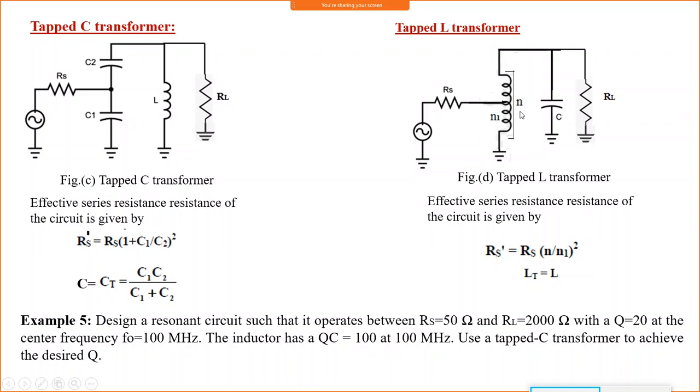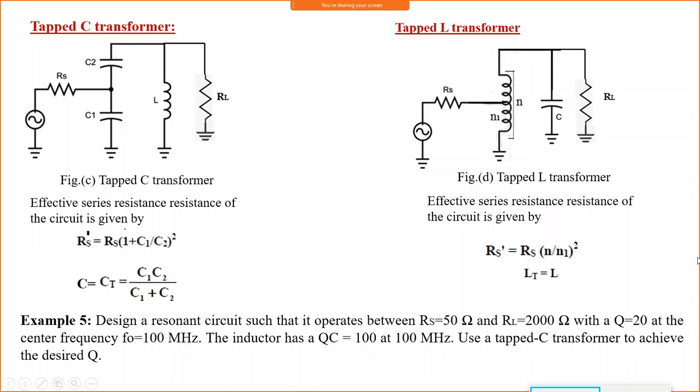Similarly, by splitting like this also we can increase the net resistance. Here the net resistance is given by RS. It increases the RS value by this factor N by N1. So you can choose N1 based on the value of RS dash required. The lesser the value of N1, the more this ratio will be, and automatically the resistance will increase. And as I said, REQ reducing means the quality factor reduces.